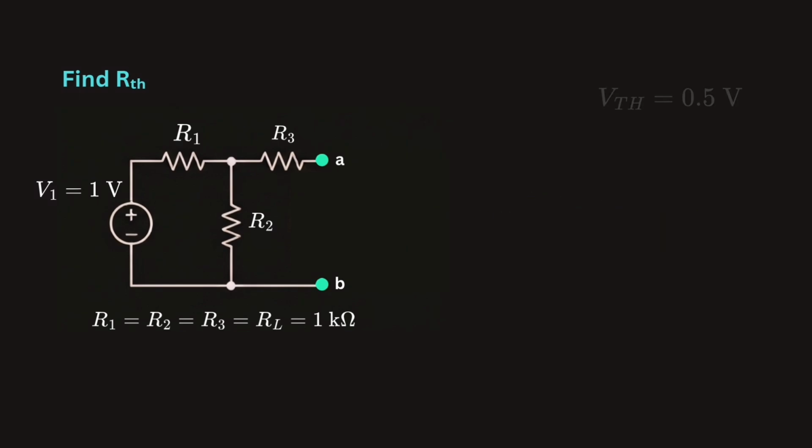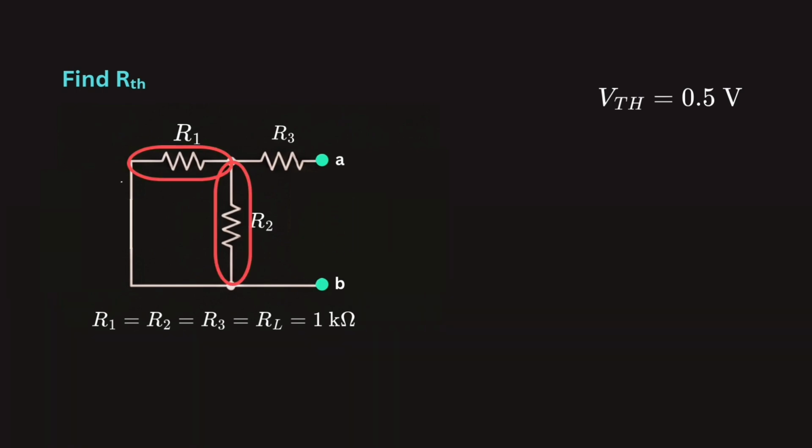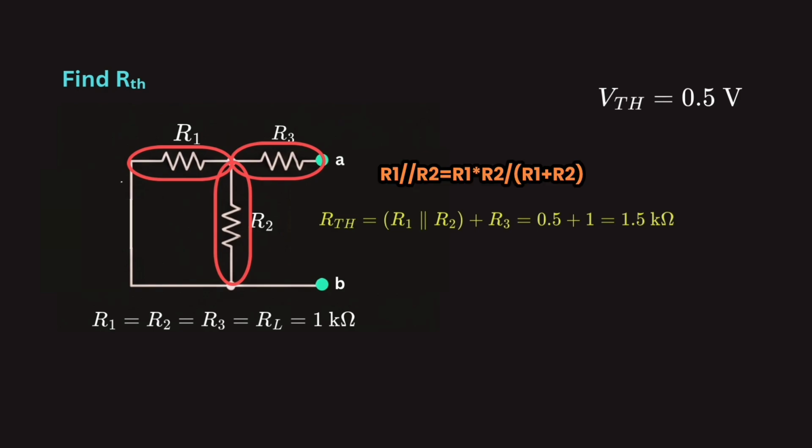Next, let's find RTH. In order to do that, deactivate the independent voltage source V1. Since it's an ideal voltage source, replace it with a short circuit. Looking into the circuit from the terminals AB, R1 and R2 are in parallel. Their parallel combination is in series with R3. So RTH equal to R1 parallel to R2 plus R3. The result of this parallel combination is R1 into R2 divided by R1 plus R2. That gives us 0.5 kilo ohm, which when added with 1 kilo ohm gives us our final RTH value, which is nothing but 1.5 kilo ohm.